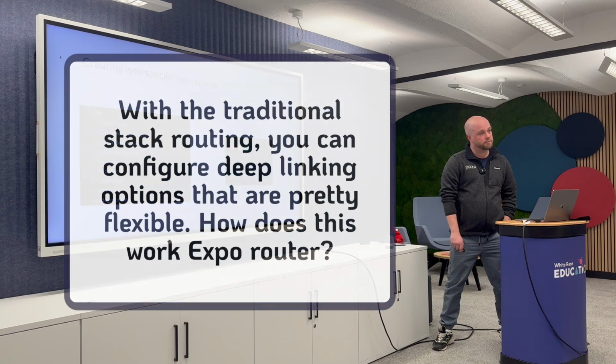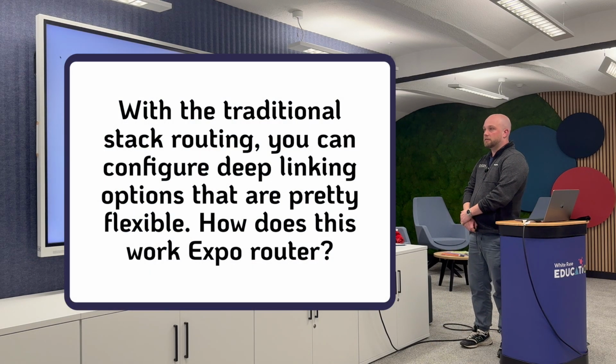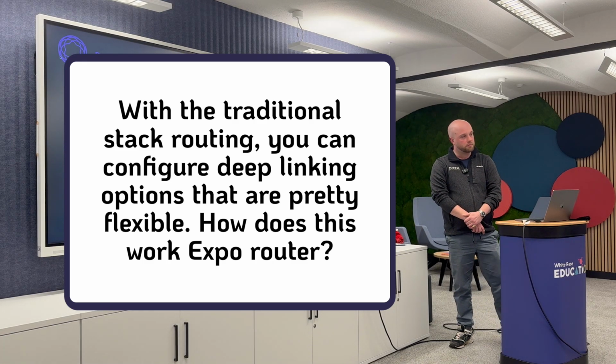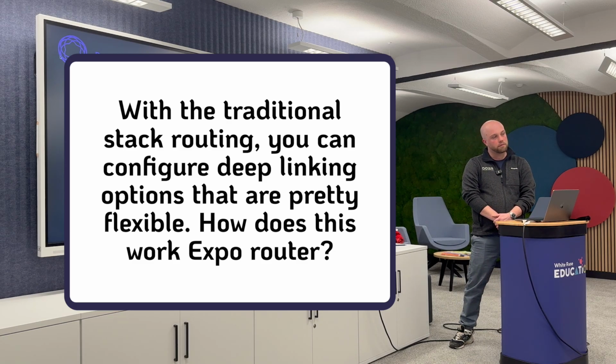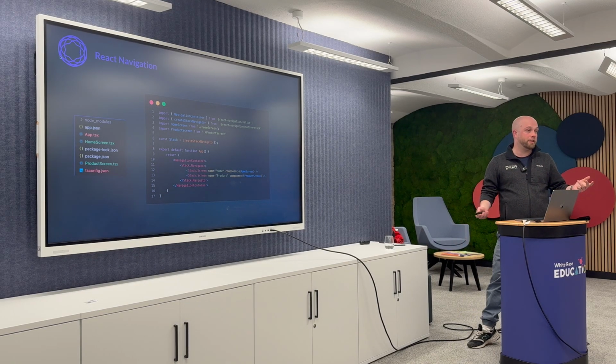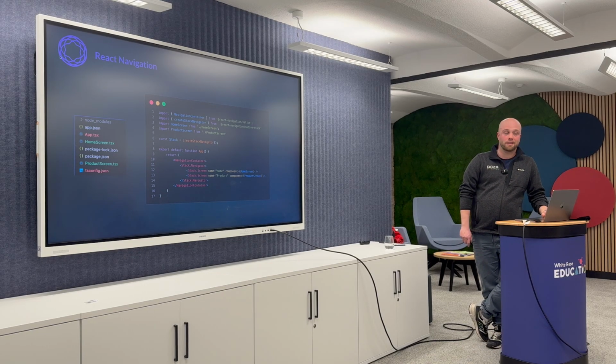Nathan? So with the traditional stack router, root stack, you can configure deep linking options, and it's all manual, but it's pretty flexible. How does that work with Expo Router? One thing I will say is it's built on top of React Navigation, so everything that's available in there is in Expo Router v3. So could you do those deep links? Yes. How does it work? I probably couldn't give you a decent breakdown, I'm afraid.